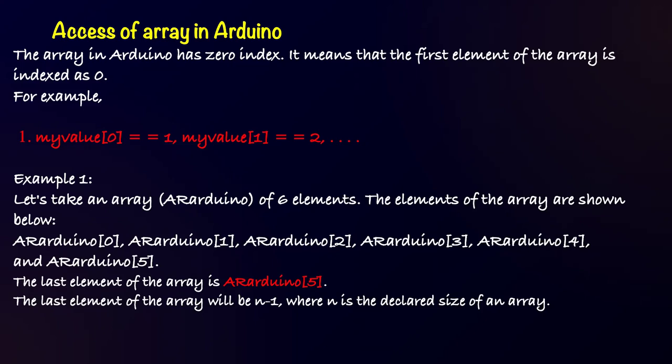Now, let's see the first example. Let's take an array called Arduino of 6 elements. The elements of the array are shown below. Okay, see, Arduino[0], Arduino[1], Arduino[2], Arduino[3], Arduino[4], and Arduino[5]. Now, the last element of the array is Arduino[5], as it is being displayed over here. The last element of the array will be n minus 1, where n is the declared size of it. That's what I have been saying to you. Understood?